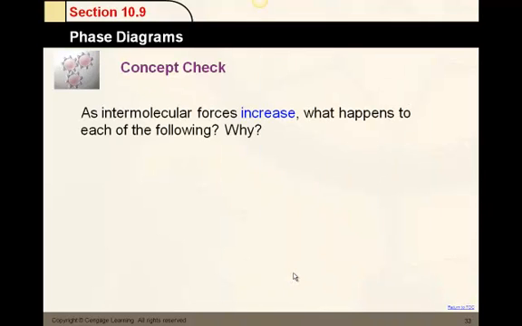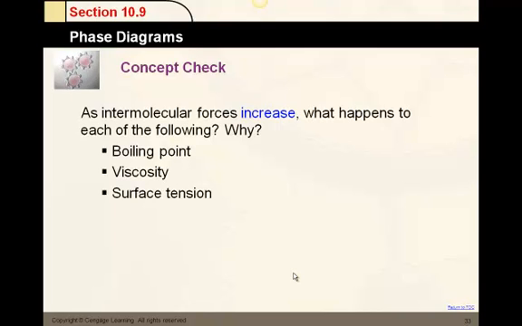As intermolecular forces increase, what happens to each of the following? What happens to the boiling point? Well, as the intermolecular force increases, the boiling point increases. It takes more energy to break apart neighboring molecules. Viscosity, or thickness: things that have high intermolecular force also have high viscosity. You might not think so. I'm going to go back to that in a minute. And surface tension. These two things are related.